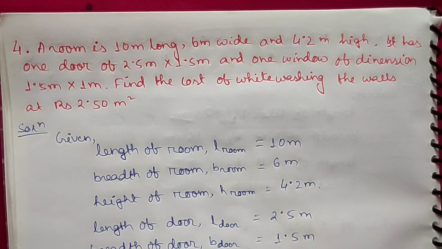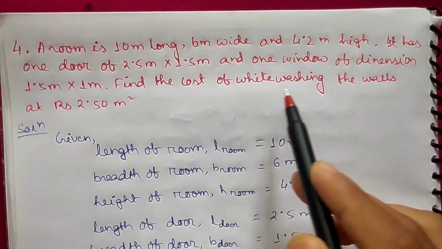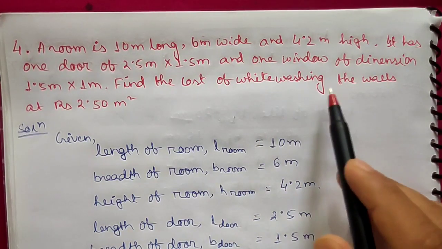Now consider you have a room which has 4 walls. Think, the color which you paint on the wall and the color which you paint on the door and window, is it the same? No, it is not the same, right? So in this case we have to find only the area for whitewashing the walls.